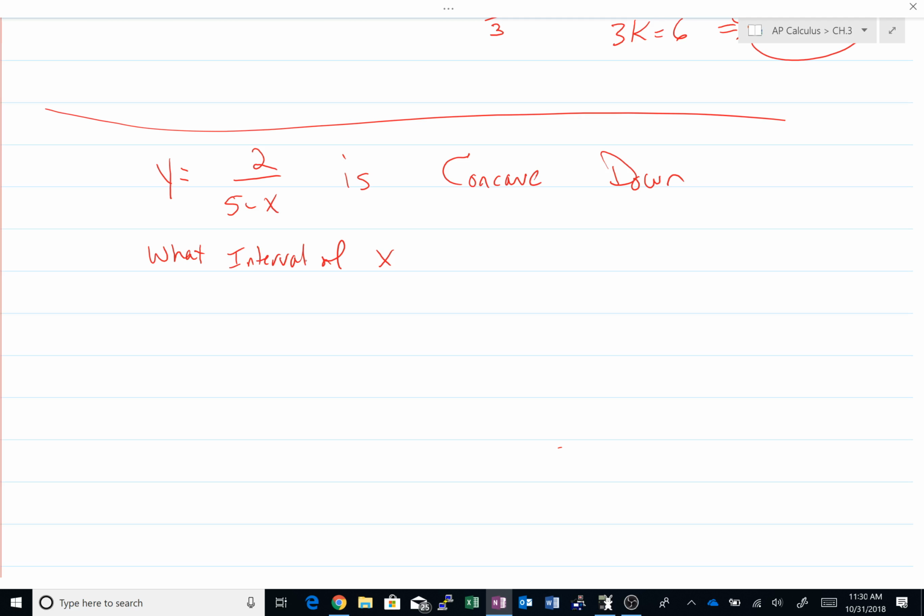Basically, just sketch it. You don't have to actually sketch it. We're going to do some math here. Part of the battle is understanding what the question's wanting.